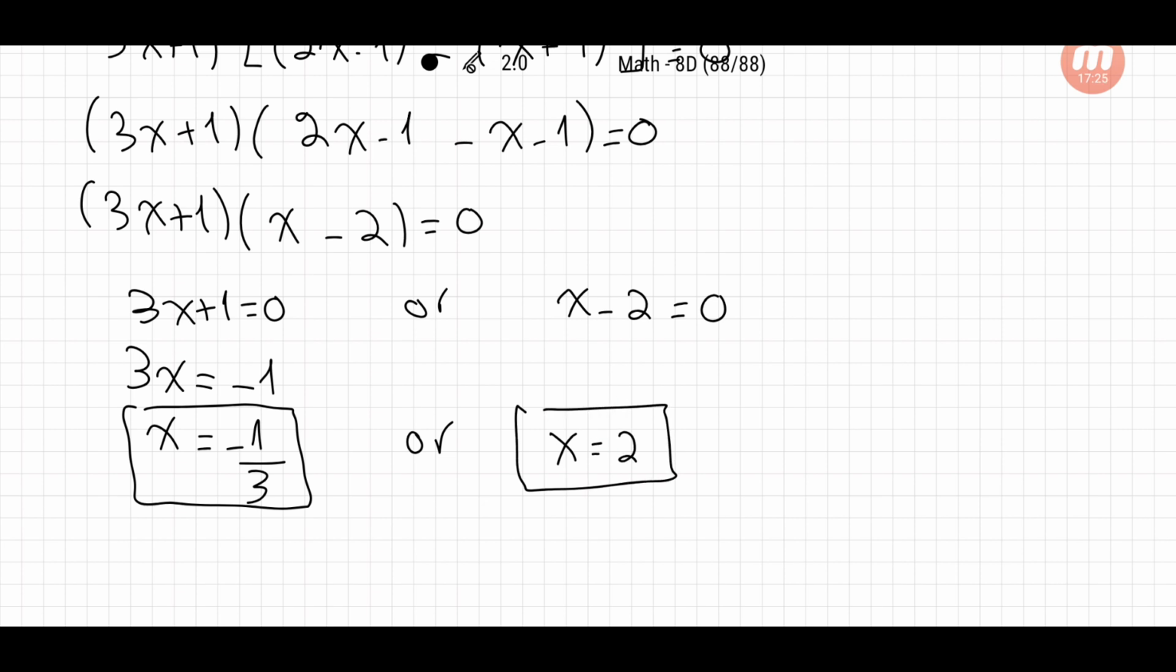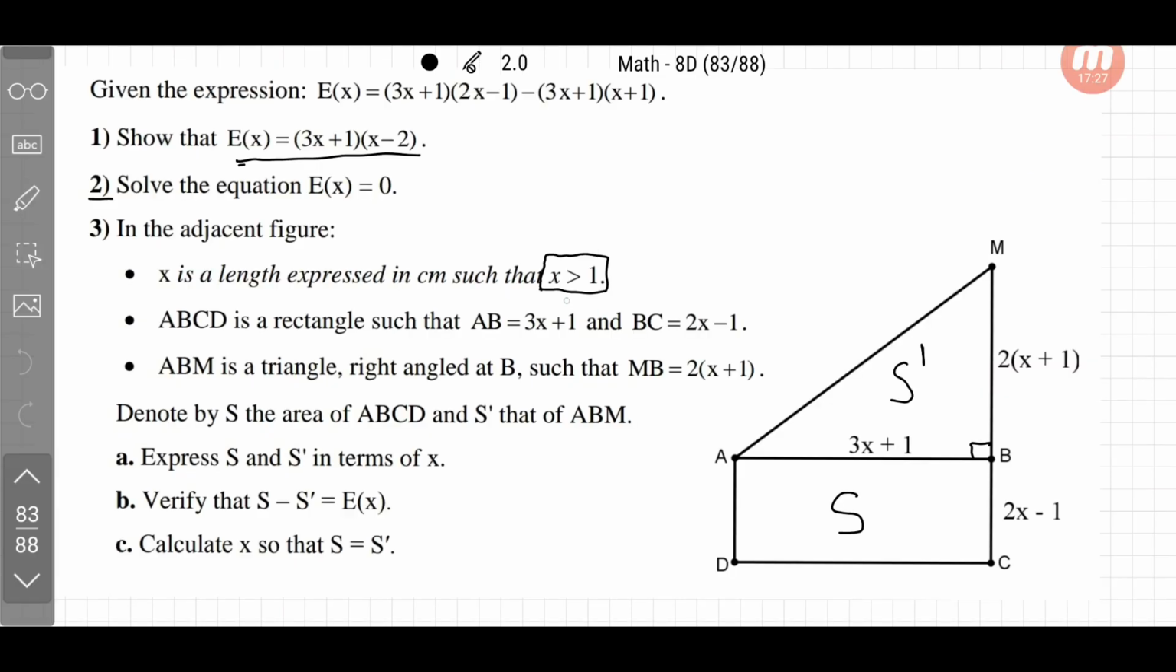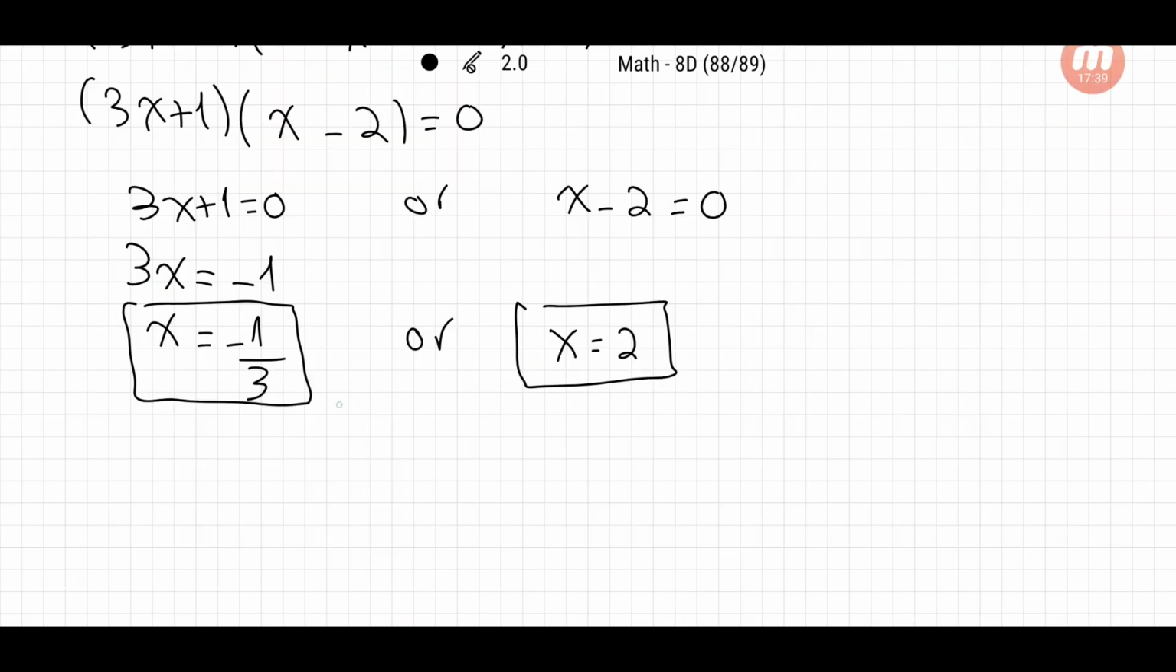But they told me that x should be greater than 1. So I have two values of x, and x needs to be greater than 1. Here x is equal to minus 1 over 3. I cannot take this value because it is less than 1, so this is rejected. And x equals 2 is accepted since it is greater than 1. So my solution is x equals 2.